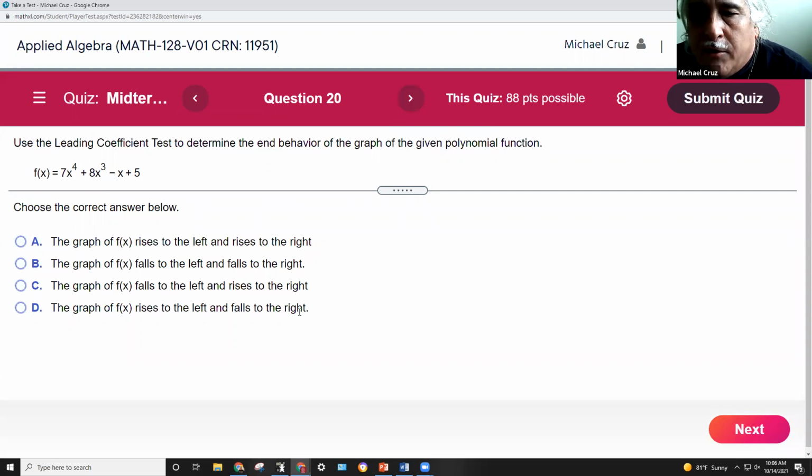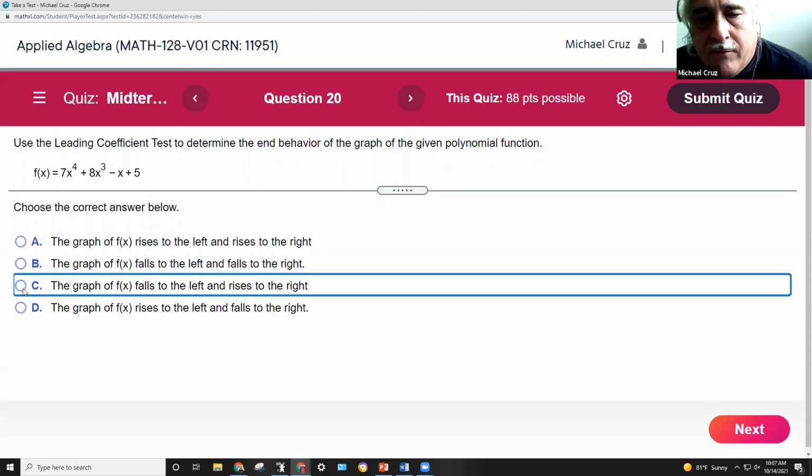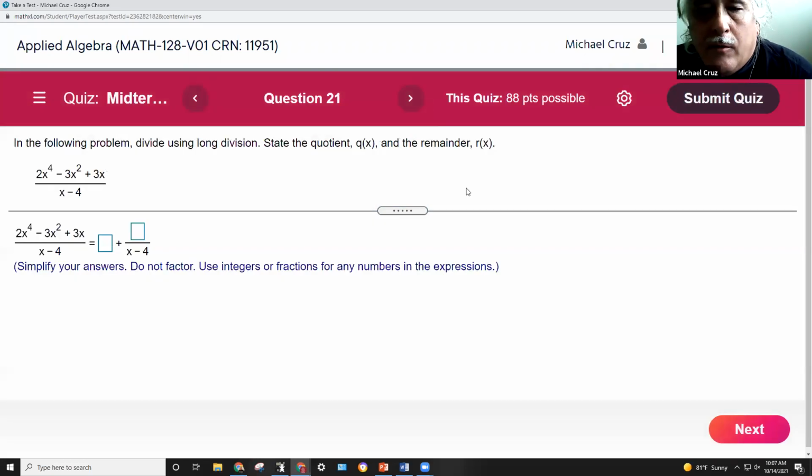All right, so the leading coefficient test, do you remember how that works? The leading coefficient is 7. So this one right here, because it's positive, what this is going to be is essentially a quadratic. So it falls to the left and rises to the right, sort of like any old parabola. Let's just see what else we got here. We got a couple more. All right, that was the last thing, the long division.